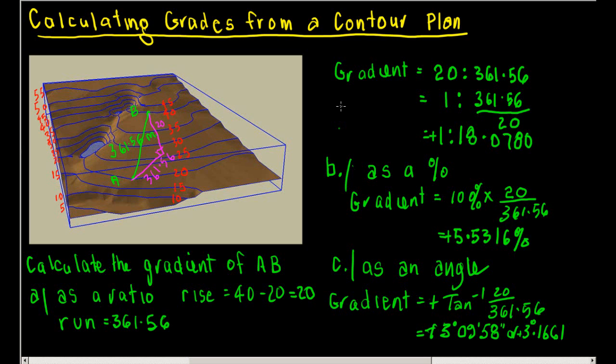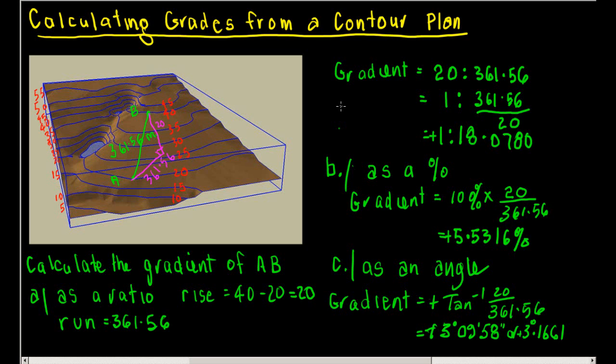So how do we do that same gradient as a percentage? Well, just use the little formula I said. Gradient equals 100% times rise 20 over run 361.56, and that gives us a percentage of plus 5.5316. I've said plus because we're going from A to B, we're rising up. Obviously the gradient from B to A would be negative 5.5316, and it would be an angle of depression looking down to B if we did it as an angle, or an angle of elevation if we're going from A to B.